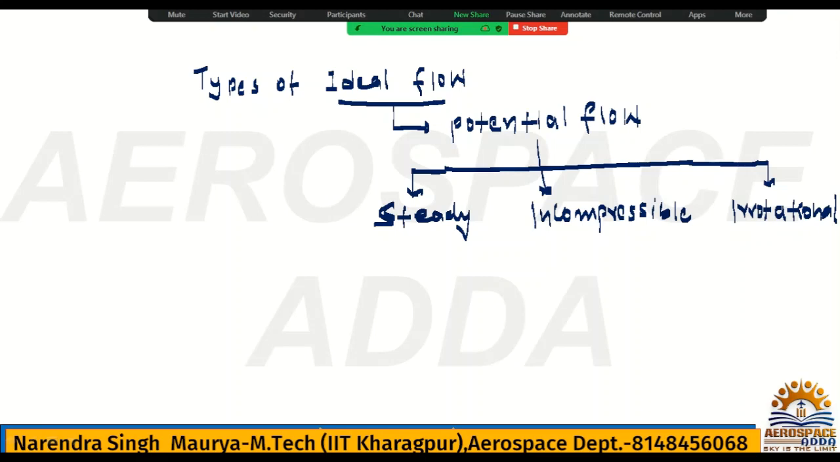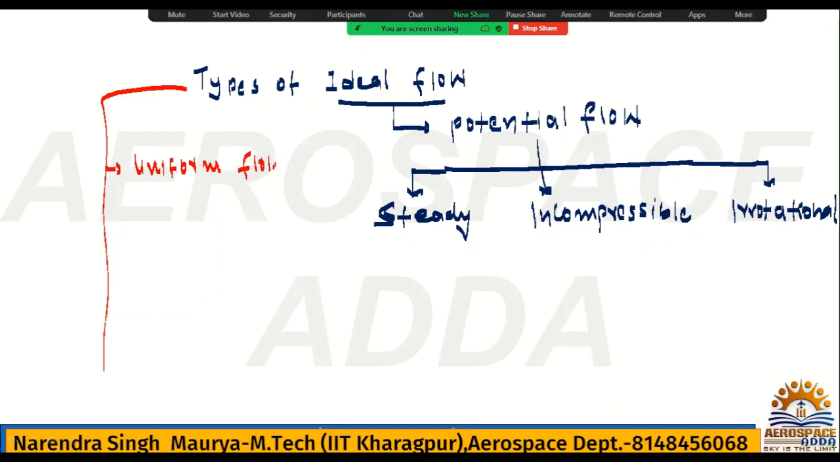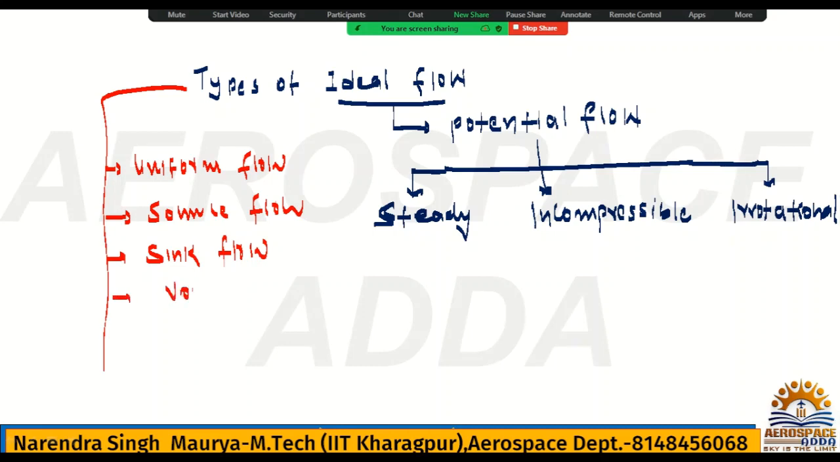All right. So in types of ideal flow, number one, uniform flow, source flow, sink flow, vortex flow, and doublet flow.